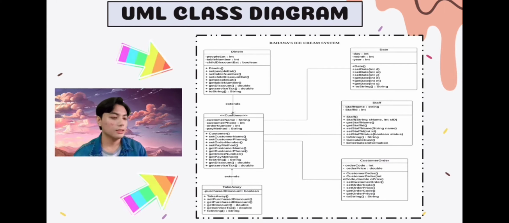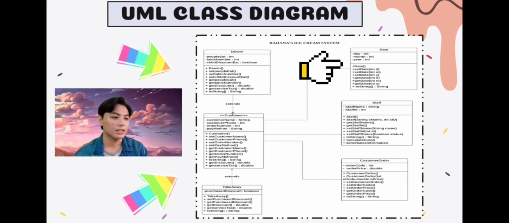Okay, the next class is date. We have 3 attributes here. The first one is day, month, and year. These 3 data types are integer. The methods are set date for day, month, and year, and get date for day, month, and year, and toString to show the output.